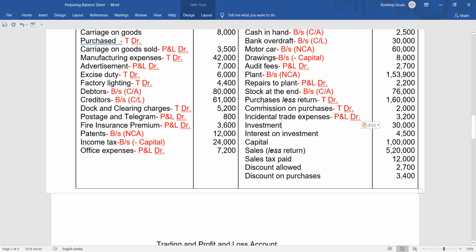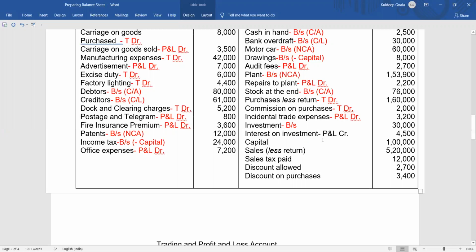Then investment will come in the balance sheet under the heading investment itself. Investment is having its own heading. After non-current asset, it is having its own heading, it will follow up there. Then interest on investment will come again in the profit and loss account, but in the credit side.